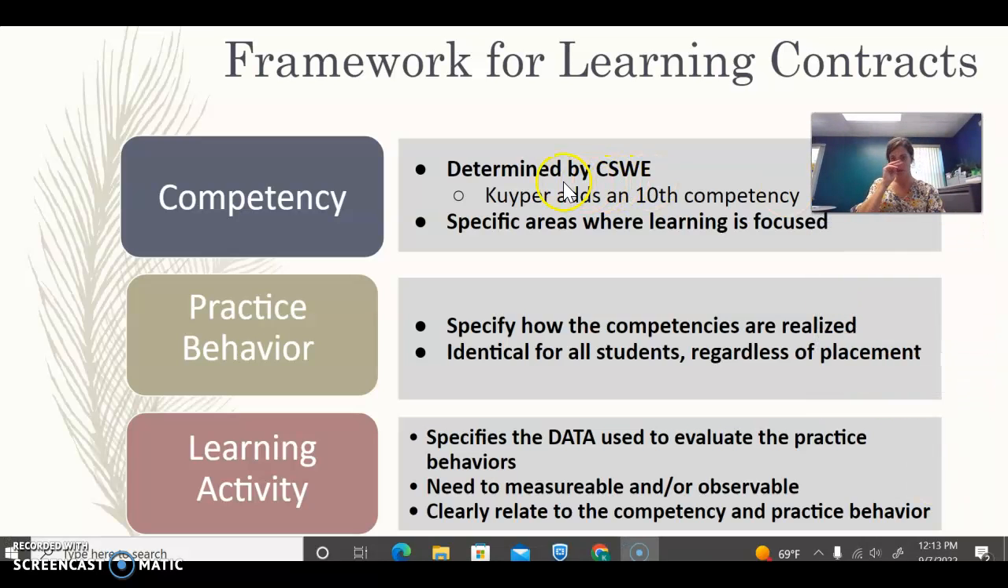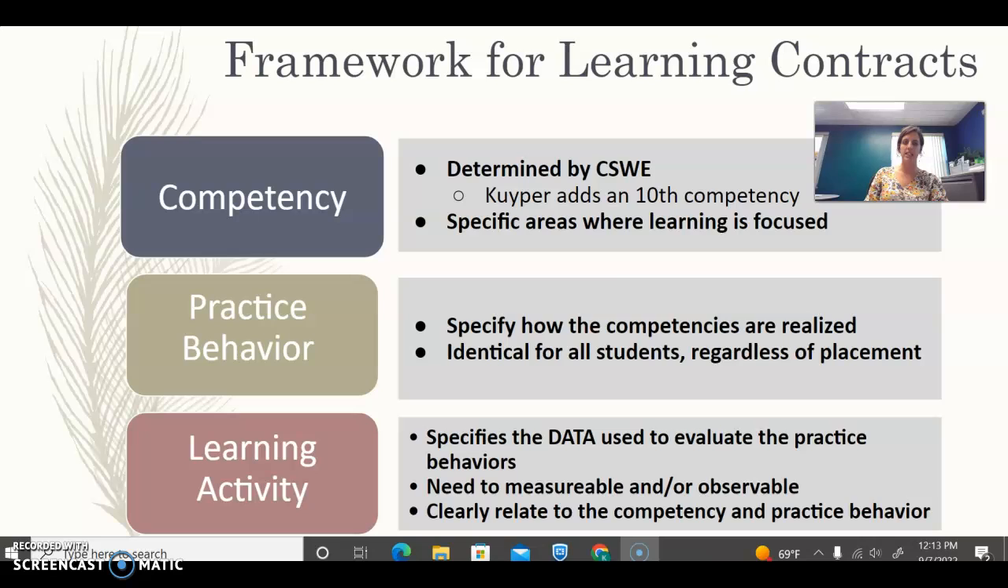Like I said, they're determined by the CSWE. Kuiper adds the 10th one regarding reformed worldview and how that incorporates into our practice. Practice behaviors specify how competencies are realized. And again, these are all identical for students. So these 2 things will be the same for every student, but the learning activities are going to provide the data specific to the agency to show that the students have mastered these 2.